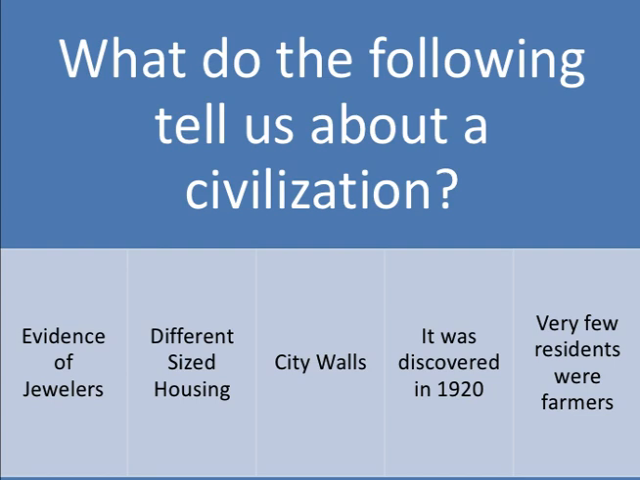City walls means technological innovation and protection from outside invaders. The fact that it was discovered in 1920, though, indicates to us that it was in an area that is tucked away now, which might have experienced some sort of geological or environmental catastrophe. The fact that very few residents were farmers tells us that they were really, really good at growing food and able to sustain a large population.